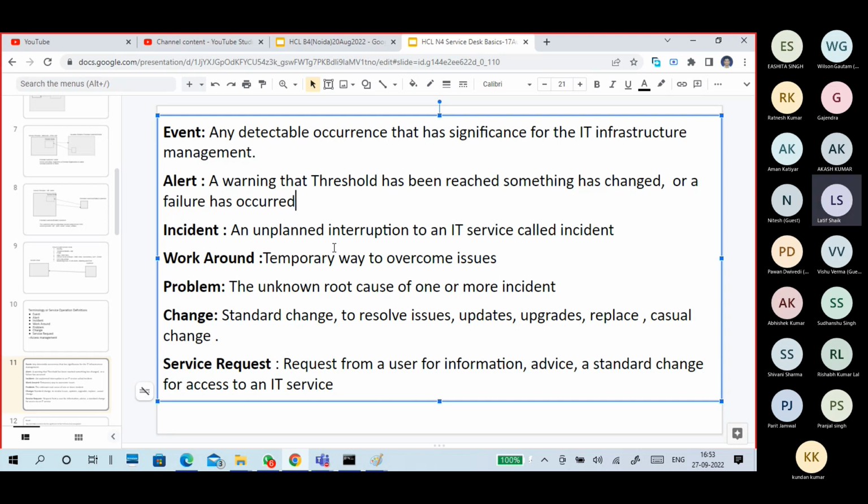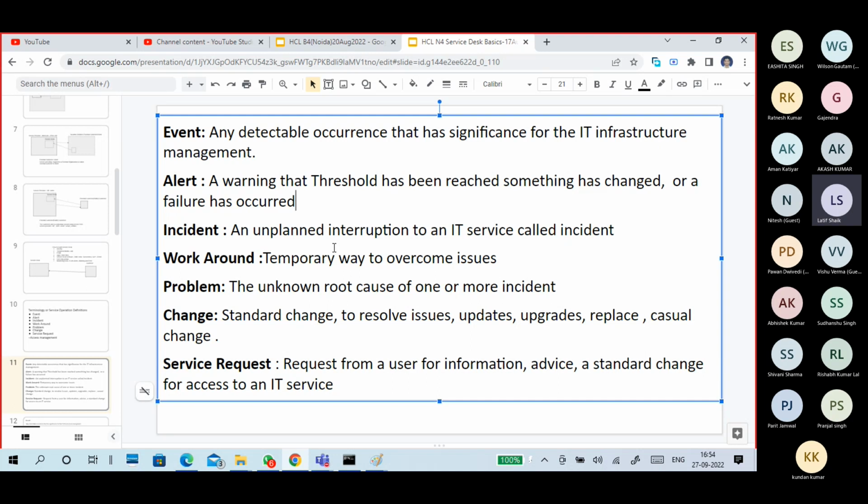Next one is a service request. A request from a user for information, advice, or a standard change for access to IT services. So I'm sending a request, like I want my Outlook configured. I got a new laptop, but I don't know how to configure the Outlook application as a mail client. So I send a service request: please configure my laptop. Then a person will come and check it and give all the information. So I configured Outlook.